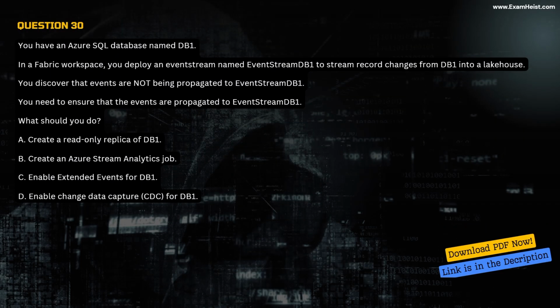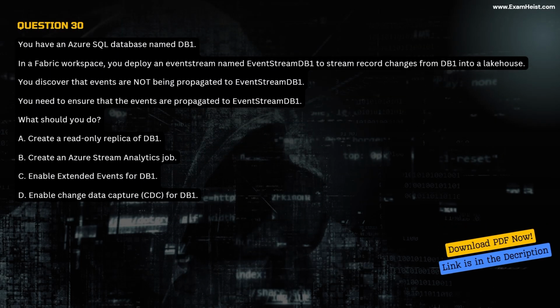Question 30. You have an Azure SQL database named DB1. In a Fabric workspace, you deploy an event stream named EventStreamDB1 to stream record changes from DB1 into a lakehouse. You discover that events are not being propagated to EventStreamDB1. You need to ensure that the events are propagated to EventStreamDB1. What should you do?